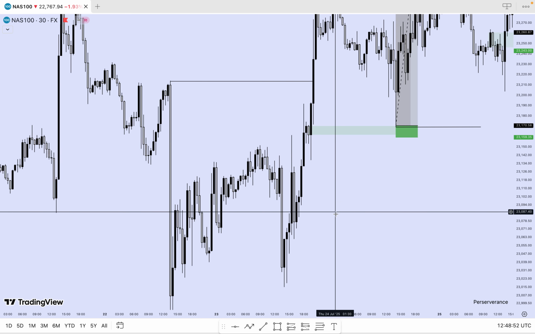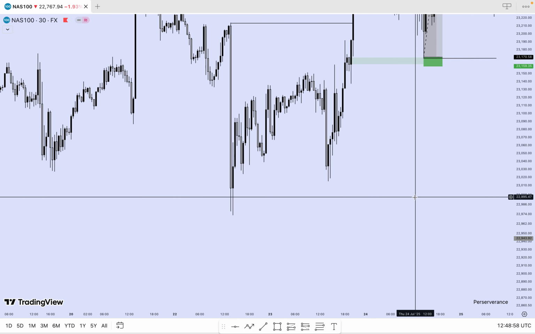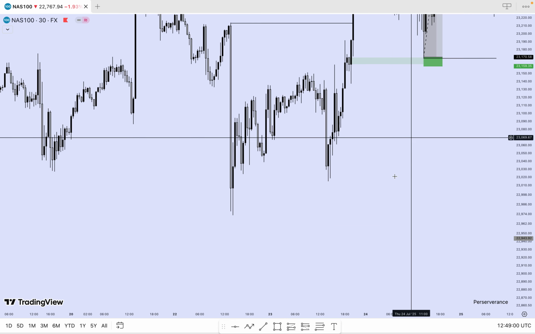So break of structure is when price is currently in its correct direction, but then it will break a key level like a support or a resistance level.